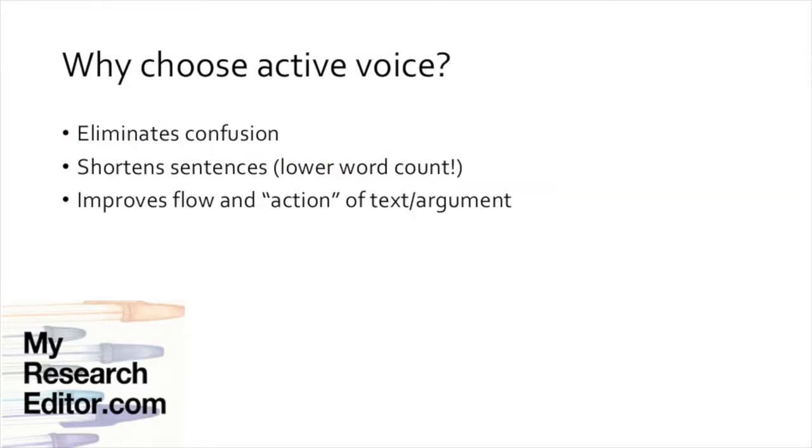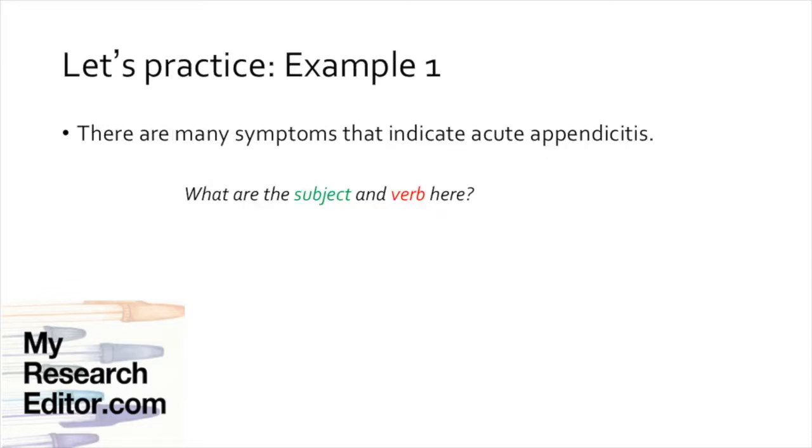Now, why should you choose active voice? Well, first and foremost, you're going to eliminate any confusion or lack of clarity in the sentence. You are also going to shorten the sentence. When you put the subject and verb first, you'll usually have a lower word count. And you'll keep the action of the text moving forward because your actors and their verbs will be emphasized.